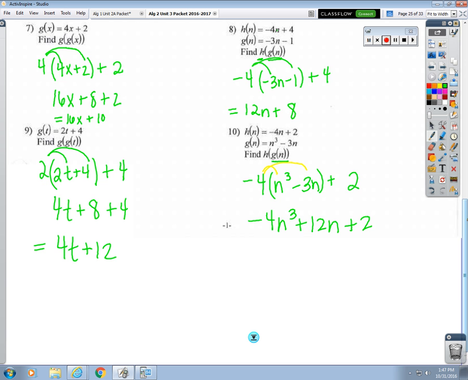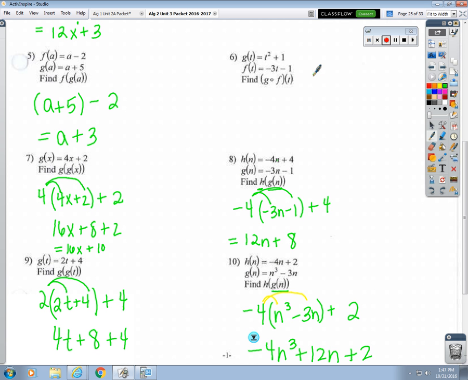Okay, number 6. This is just a different way of writing g of f of t. It's just a different way to write it. It means the same thing. They want you to take the f function and plug it in the g function. Well, what is the g function?